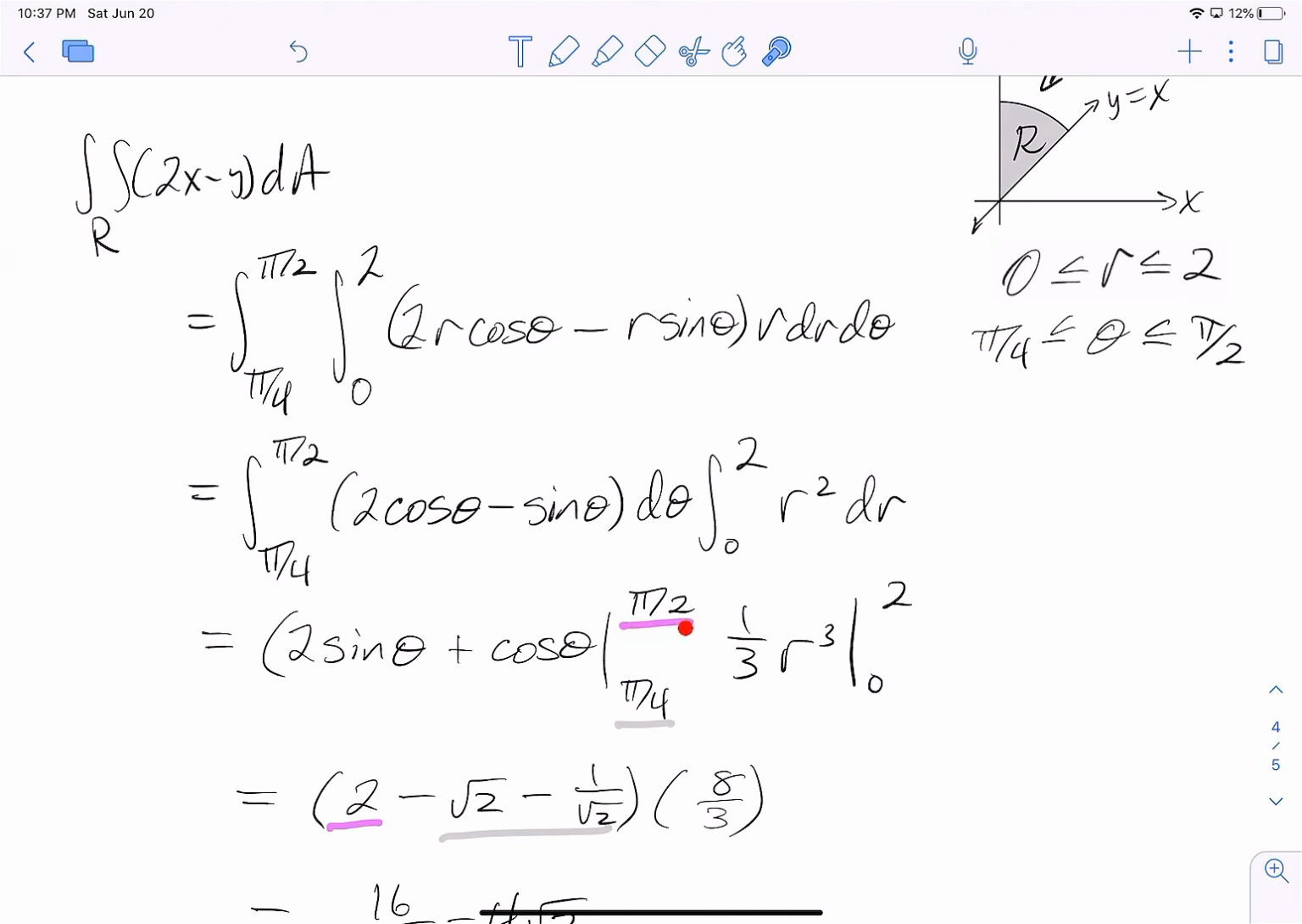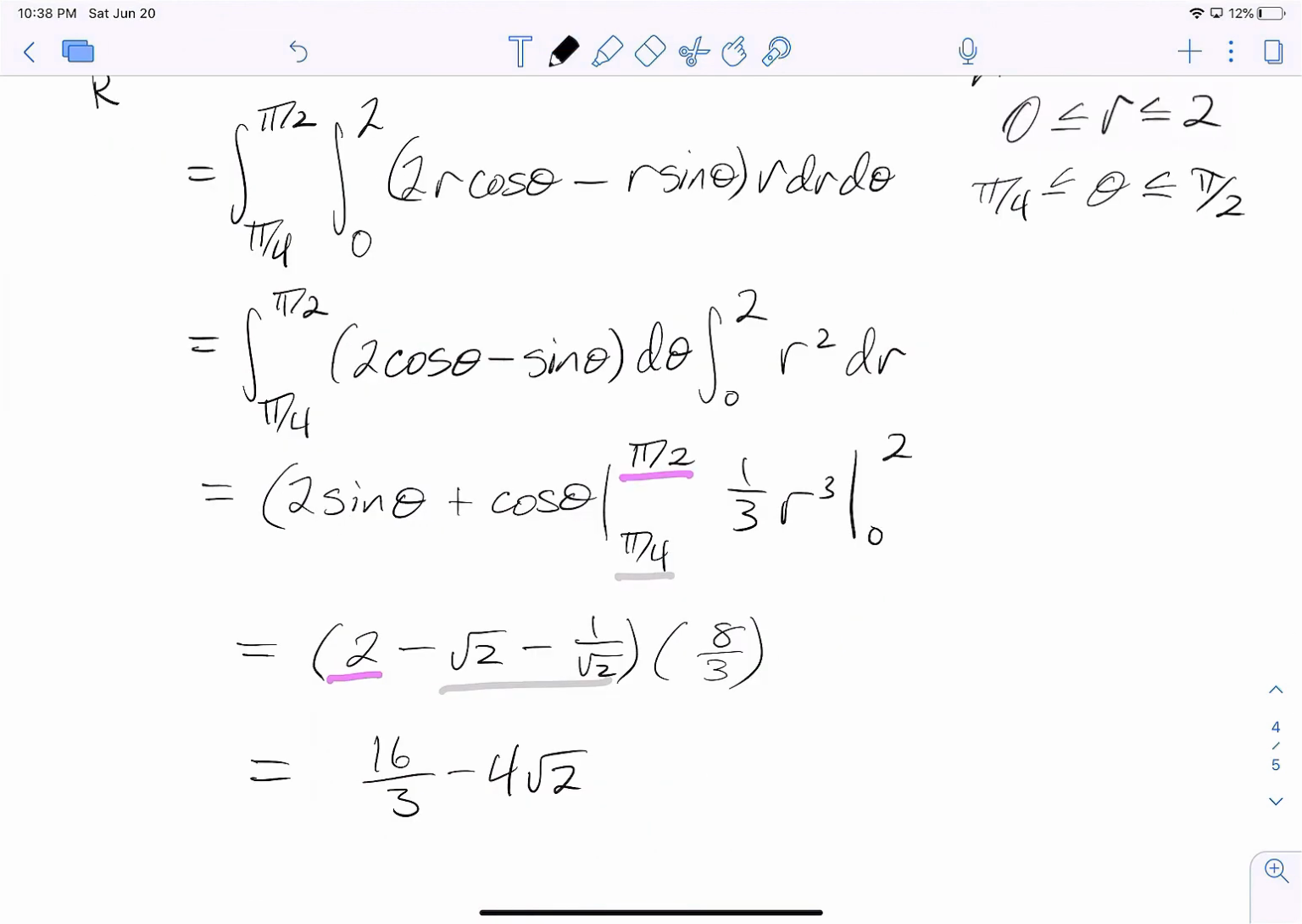Substituting pi over 2 in place of theta, we get 2. And pi over 4 in place of theta, we get minus the quantity of square root of 2 plus 1 over the square root of 2, but I've distributed the negative here. So we have all of that times our aforementioned 8/3. This simplifies to 16/3 minus 4 times the square root of 2.